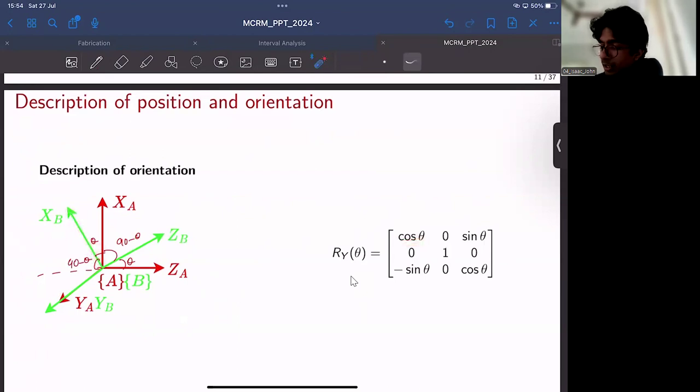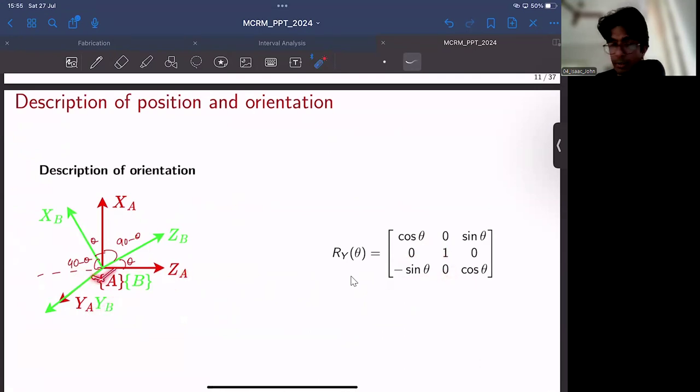Projection would be cos theta. XB and YA would be 0 because it's out of plane. And XB and ZA would be, the projection would be this much. And since this is the negative direction, it will be minus sine theta. Projection of YB on XA would be 0 because both of them are perpendicular. Projection of YB on YA is 1 because they are parallel. Projection of YB on ZA is again 0 because they are perpendicular.